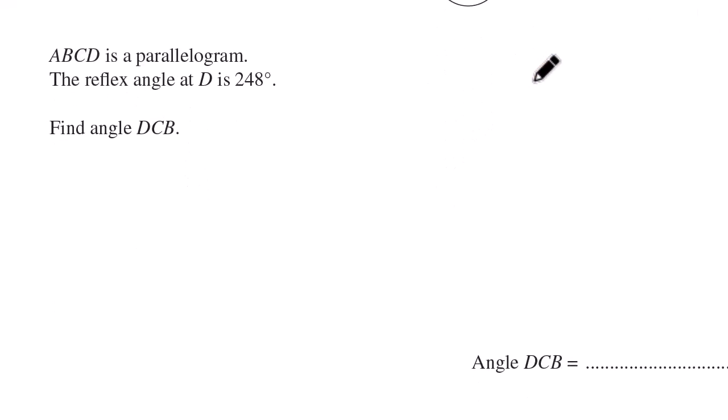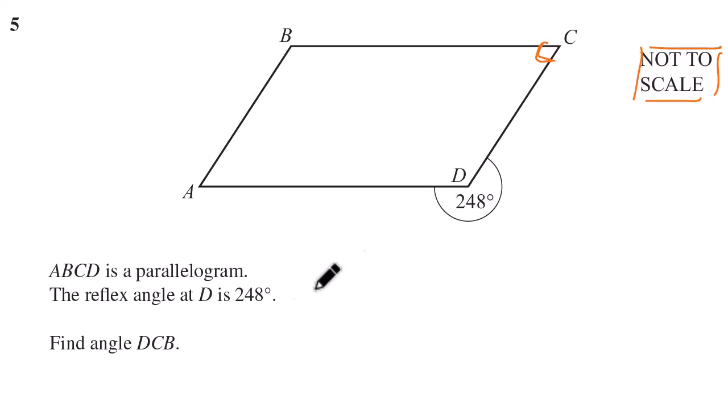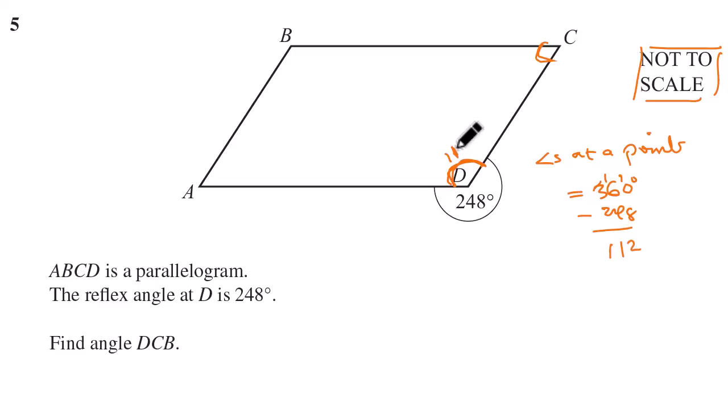And how many marks is it? It's a 2-mark question. So what you need to do first of all is to bring the external angle back inside. Angle at a point is 360 degrees. So to get this angle here, you just simply do 360 minus 248. So this angle here is 112 degrees. Let me confirm that. This is 112 degrees, correct.